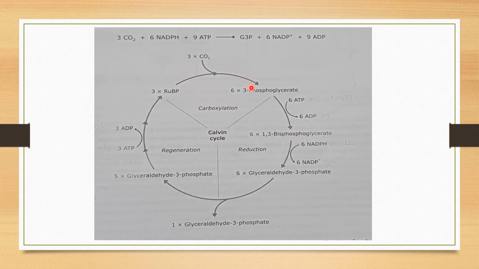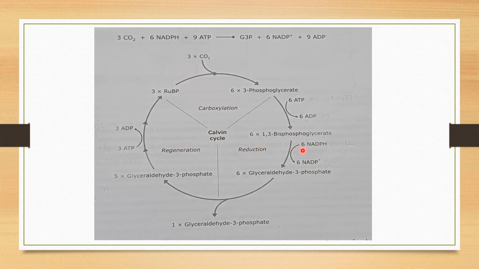So this is how the whole cycle goes on. Let us calculate in this whole cycle how many ATPs are being utilized. 6 ATPs are utilized here and 3 ATPs are utilized here. So total how many ATPs are utilized in this cycle? That is 9 ATPs.